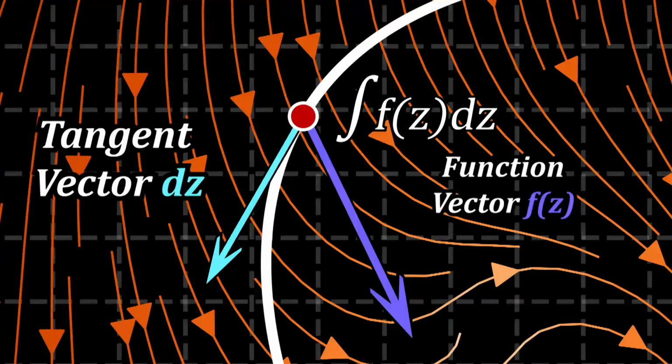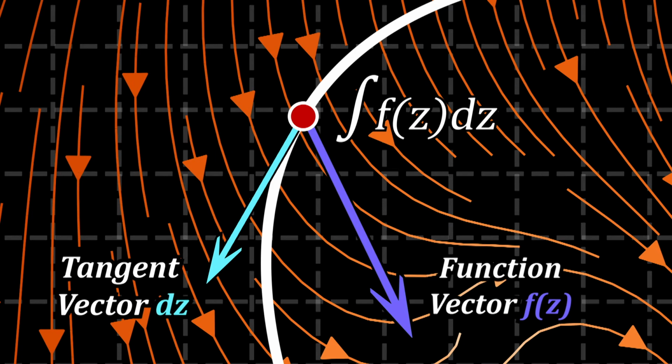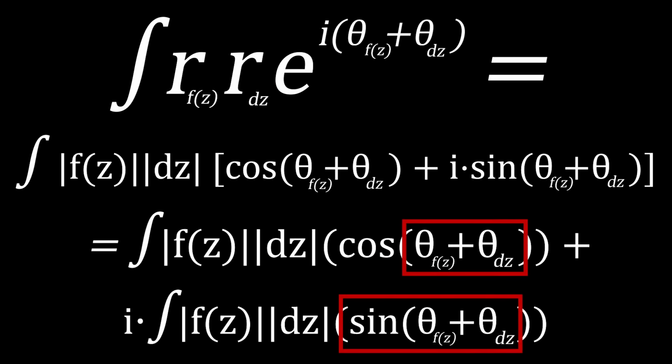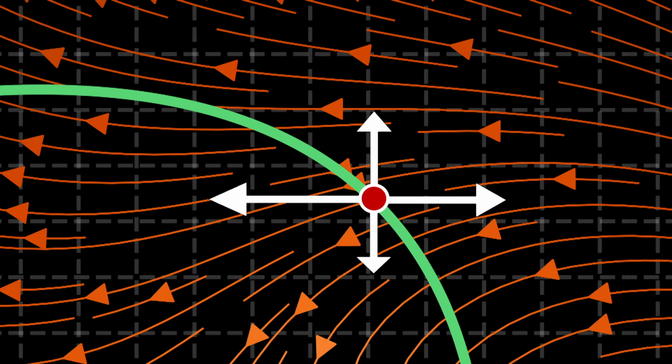Notice, however, that the angle in our integrand is not the one between the vectors of dz and f of z. Instead, the angle we want is the phase of f of z added to the phase of dz. It looks like our vector field doesn't depict the angles we're looking for. To see how we can fix this problem, consider a point on our contour. Let's also use coordinate axes to make visualization easier.